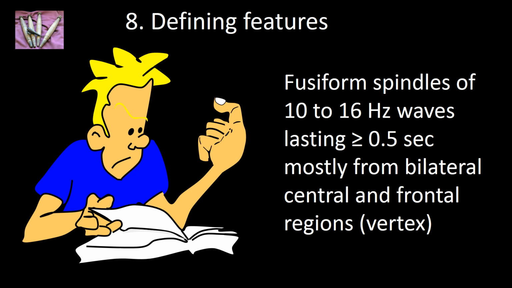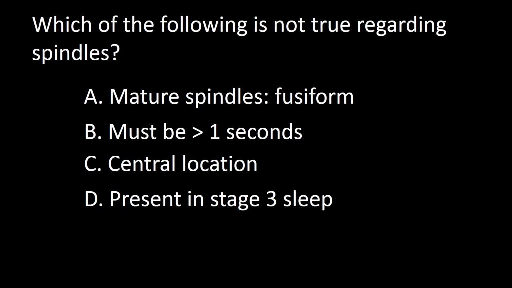In the classical form, they are fusiform. They have a frequency of 10 to 16 Hz, are bilateral, synchronous, and symmetrical, and these are the defining features of spindles. So the answer to this question is B.